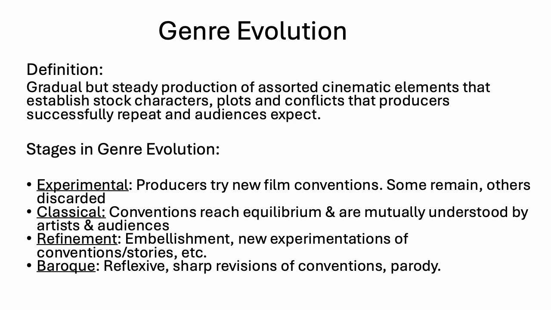Stages in the genre evolution include the experimental, where producers try new film conventions. Some of these remain and others are discarded. Then it moves on to the classical, where the conventions reach equilibrium and are mutually understood by audiences and artists. Refinement occurs when there is embellishment and new experimentations of conventions and stories in these genres. And then there is the Baroque stage, where the films are reflexive and sharp revisions of conventions, often delving into the area of parody.